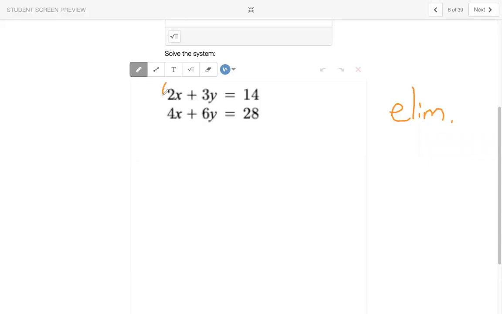Well, hopefully you see a pattern here where 2 is a factor of 4, 3 is a factor of 6, 14 is a factor of 28. So let me just entertain this. This isn't necessarily going to eliminate, but let me just think. If I were to distribute 2 to all this, this will leave us with 4x plus 6y equals 28, right? And doesn't this match exactly our second equation?